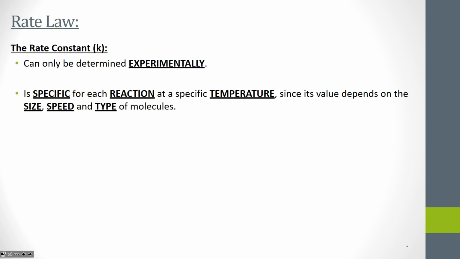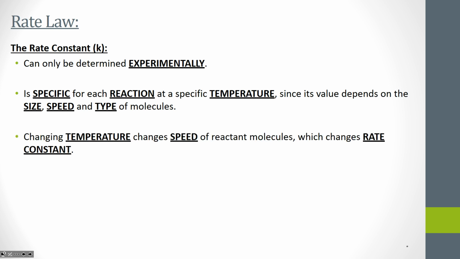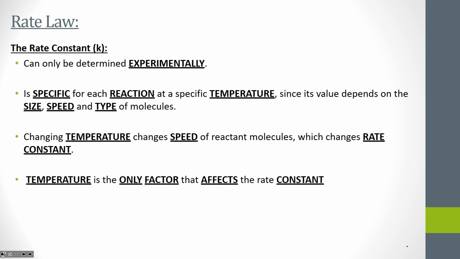So what is the rate constant? Well, it's a constant specific for any reaction, just like with the pressure-volume relationship of gases. That was always a constant, it's just different for different gases. It's specific for every reaction at specific temperatures, and its value depends on the size, speed, and type of the molecules. If we change our temperature, that's going to change the rate constant, so we always want a specific temperature. The only factor that's ever going to affect any of our constants in a reaction is temperature. That's a big theme that keeps coming back over and over again when we get into equilibrium laws as well.